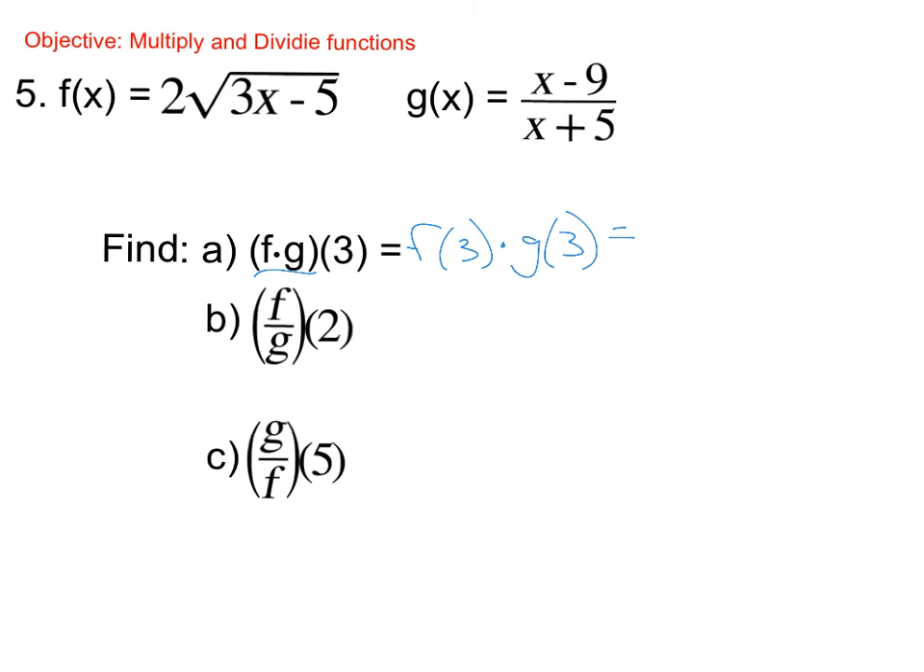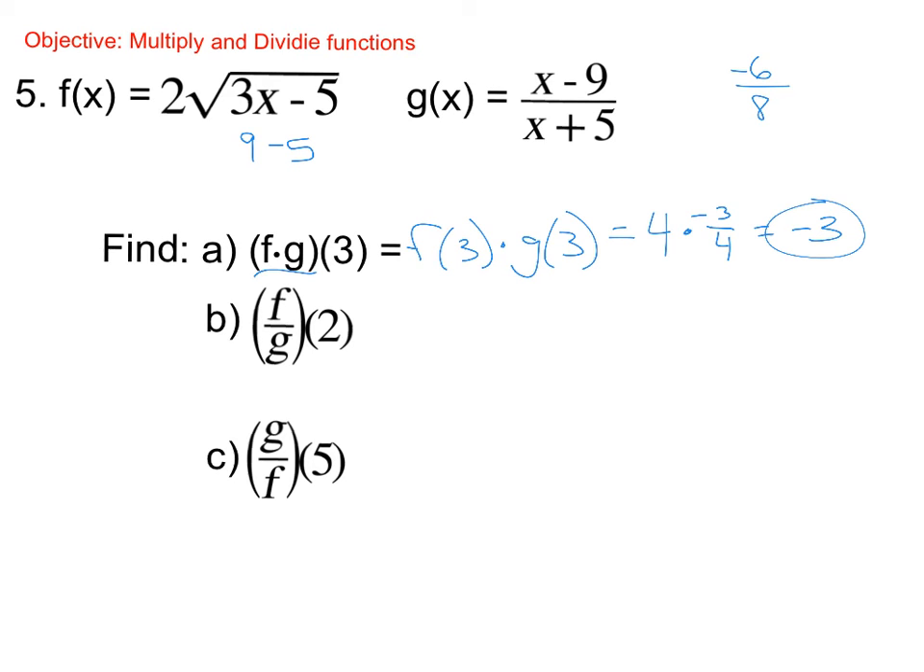So if I plug in f of 3, that gives me 9 minus 5 is 4. The square root of 4 is 2. 2 times 2 is 4. Times, plug in 3 here, you get negative 6 over 8. So that's negative 3 over 4. So I get negative 3 as my answer.